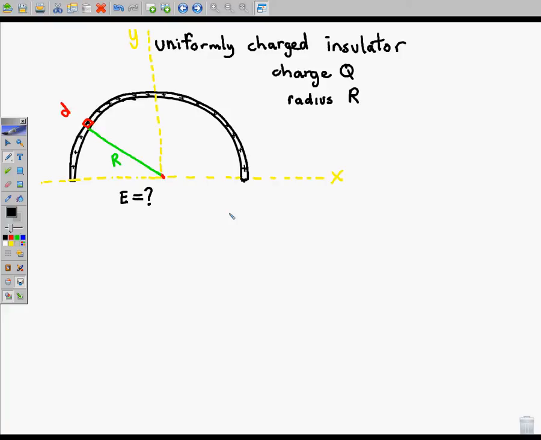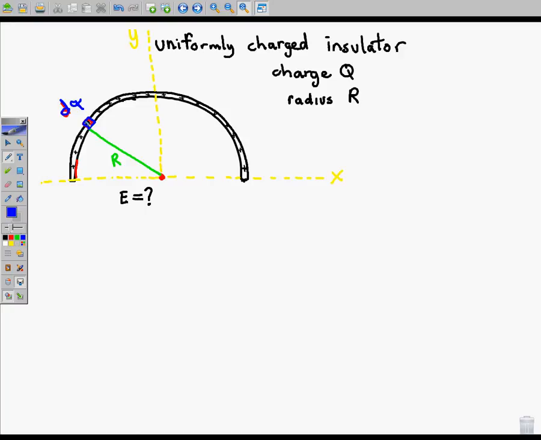We'll be calculating the electric field strength at this center point right here near this uniformly charged object. And of course, we're going to break that object down into little tiny dQs. So we have a little tiny piece of charge right there.